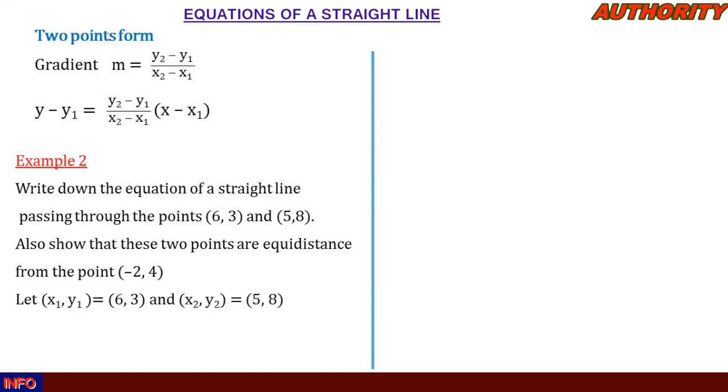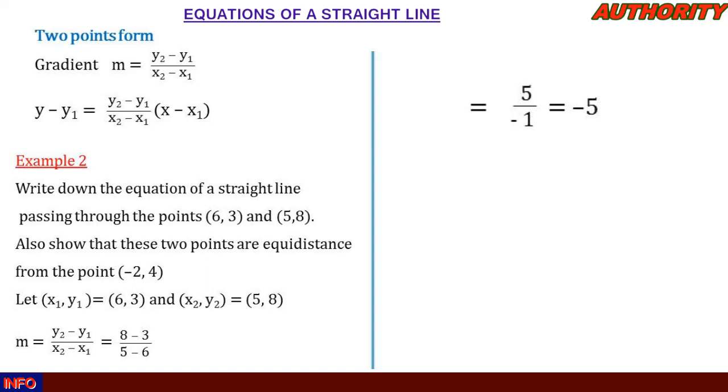Solution. We're going to say let x1 comma y1 equal to the first point, which is 6 comma 3, and then x2 comma y2 to be the second point, which is 5 comma 8. All right, now we have our m is equal to y2 minus y1 all over x2 minus x1. So here our y2 is equal to 8 minus our y1 is equal to 3, all over our x2 is equal to 5 and then x1 is equal to 6. So here we have 8 minus 3 is equal to 5 and then 5 minus 6 is equal to minus 1. So here we have 5 all over minus 1, which is equal to minus 5. So our m is equal to minus 5.